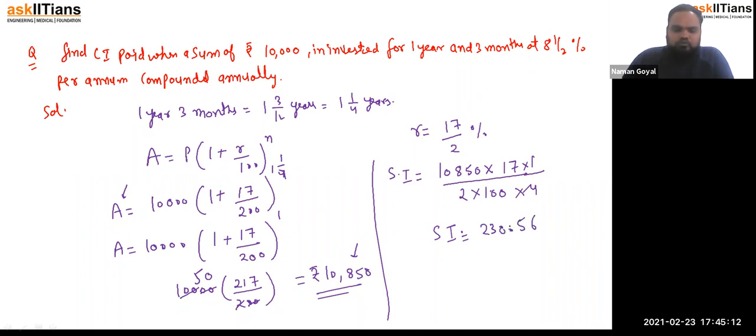Okay, so after 1 year, this is the amount you got. So for 1 year, the interest is what? This amount minus 10,000, right? So it will be 10,850 minus 10,000, right? So how much do you get?